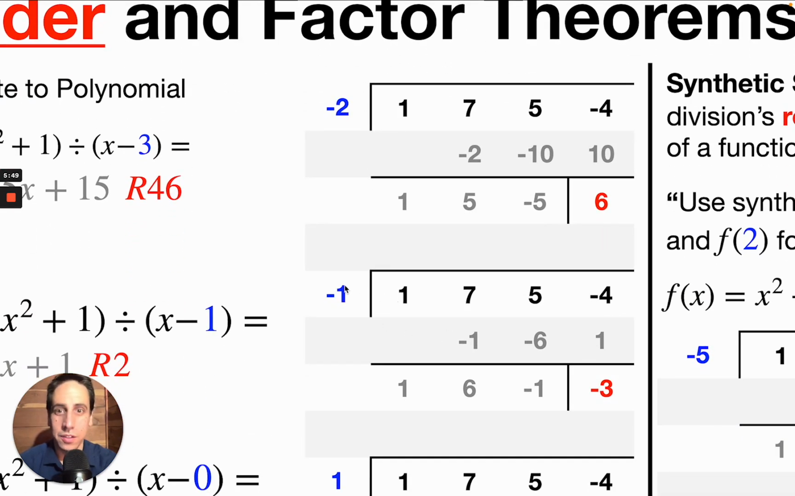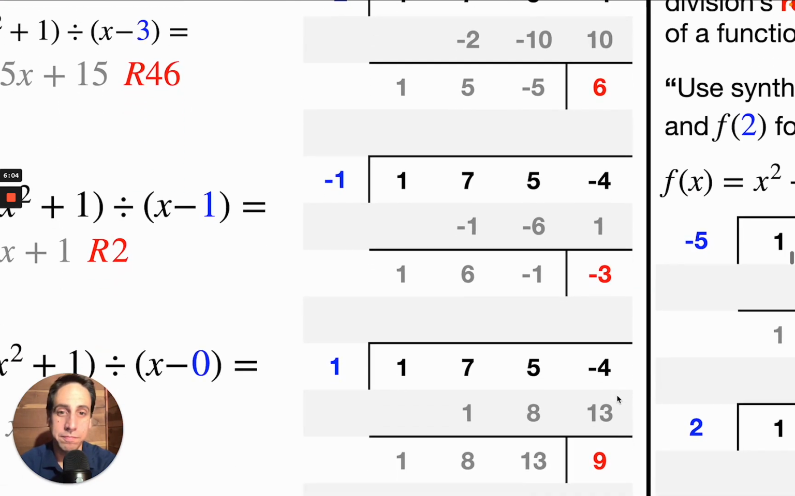More synthetic division. Let's change up the blue input to be negative 1. Bring down the 1, times negative 1 is negative 1, plus 7 is 6, times negative 1 is negative 6, plus 5 is negative 1. Switch the sign, you get positive 1, times, obviously, plus negative 4 is negative 3.